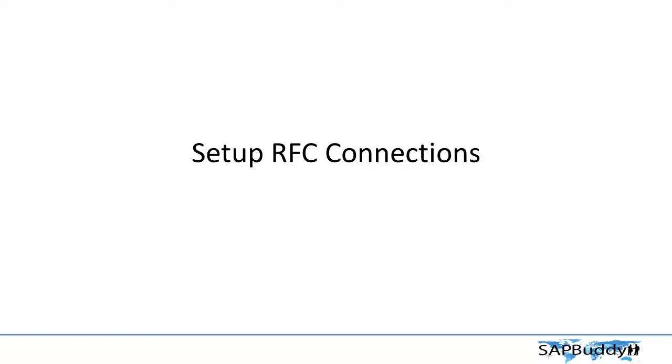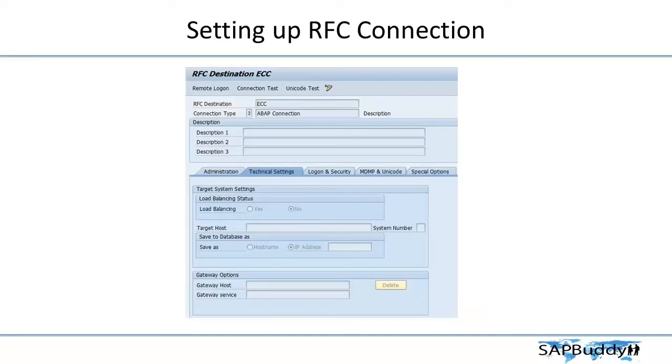In this session, we will see how we can set up an RFC connection. As we see, the RFC connection is set up in the transaction code SM59. So before we start setting up the RFC connection, we need to see what are all the information we need. We need to know which system we are going to log in. We need the user ID and password in the specific system which we are going to log in.